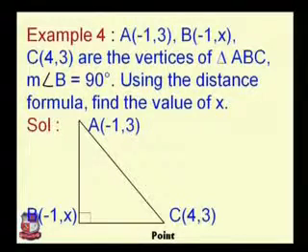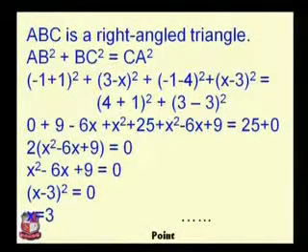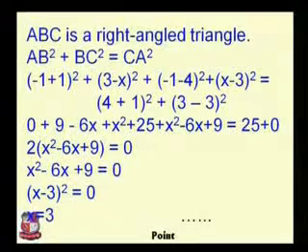Here the figure is given with coordinates A(-1, 3), B(-1, x) and C(4, 3). Here angle B is equivalent to 90 degrees. It means a right angle, so ABC is a right angle triangle. According to Pythagoras theorem, we have to write AB square plus BC square is equal to CA square.